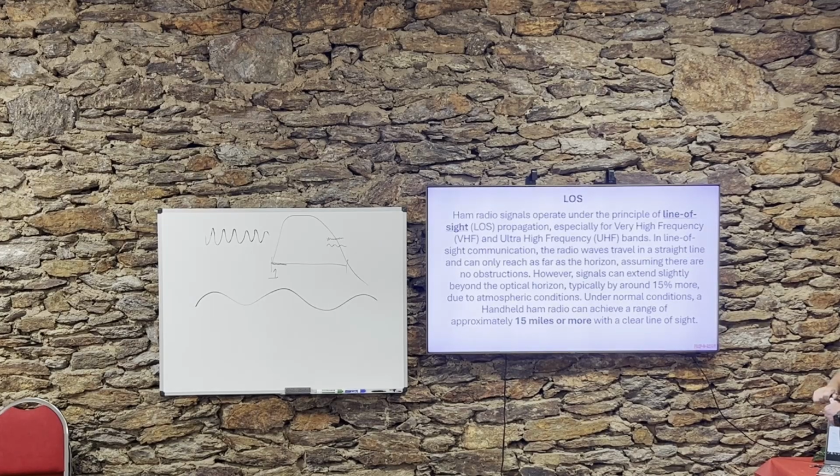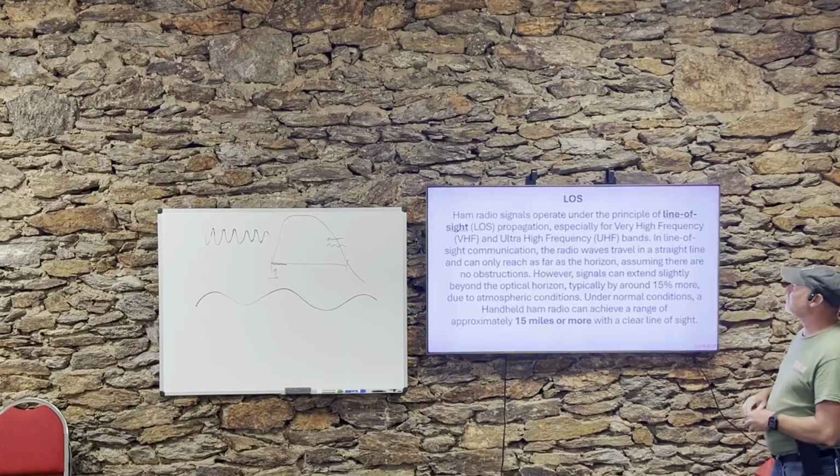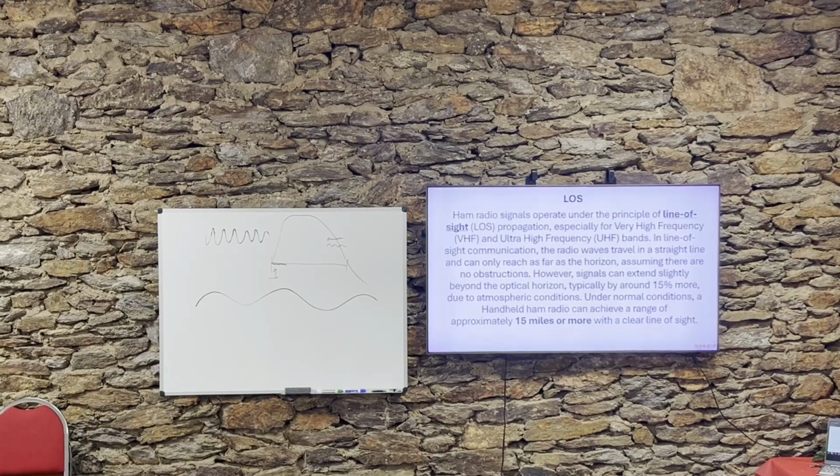All right. Now, LOS, line of sight. Now we're getting into, hey man, how far would this radio reach? How far can you talk? All right. Ham radio signals operate under the principle of line of sight. Propagation, especially for very high frequencies, VHF, UHF bands, in line of sight communication, the radio wave travels in a straight line and can only reach as far as the horizon.